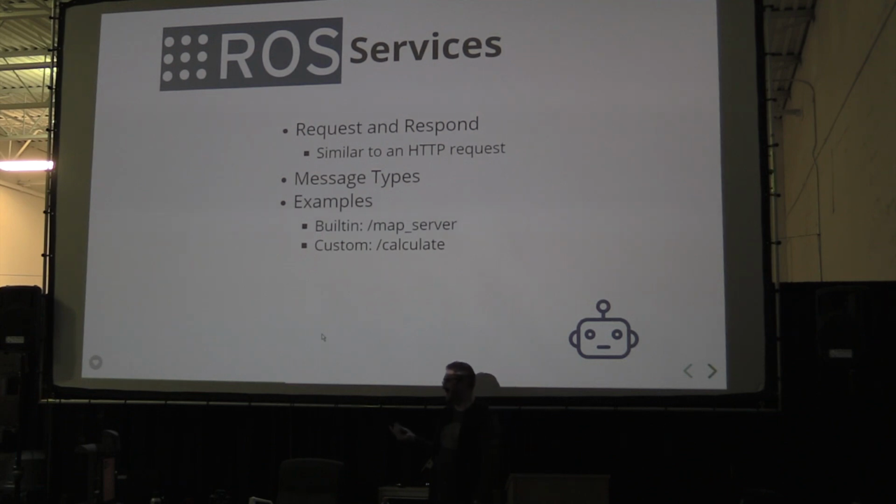Some examples of that are the map server. When we were doing the navigation, you can print out the map of what you've already mapped out. You would send that information to the map server, it would generate the file, and then return that information back to you. You'd also write custom services, for instance, doing a calculation. I want to send 2 plus 2 and get the response back. So I send my request, I wait for the response, and then have my information.